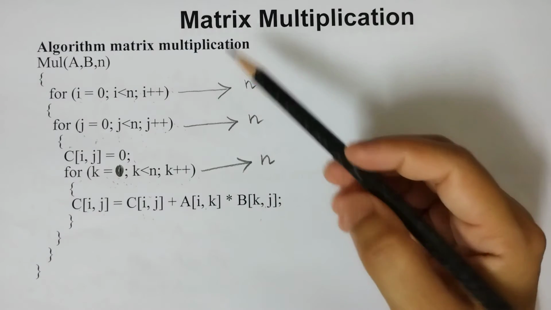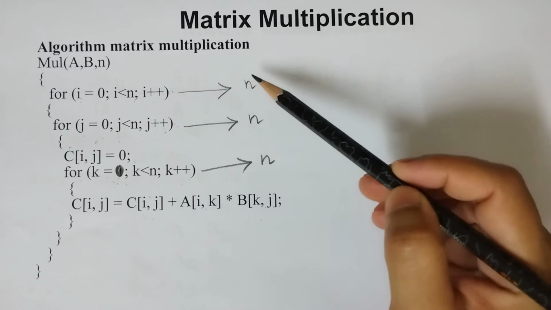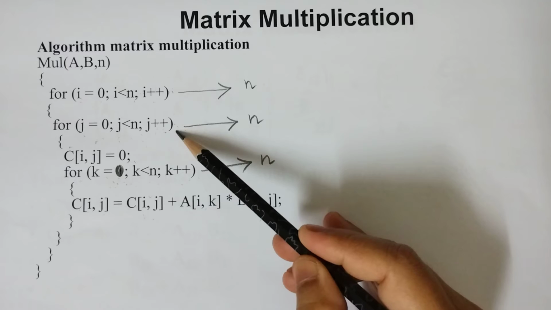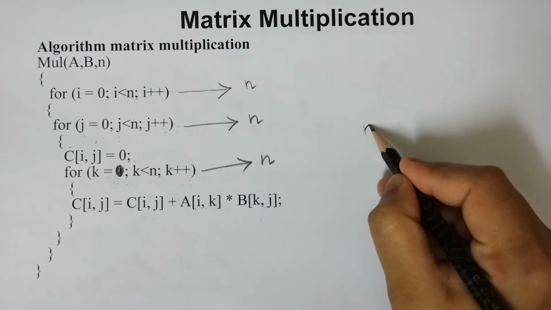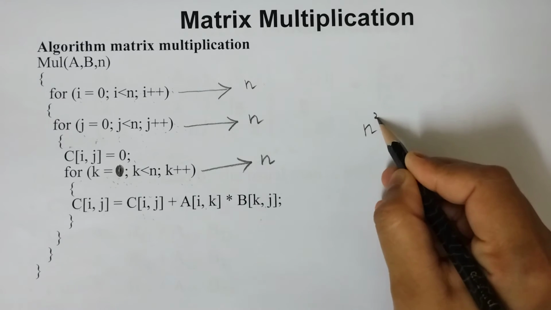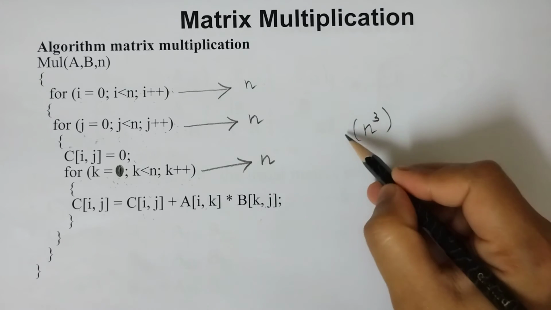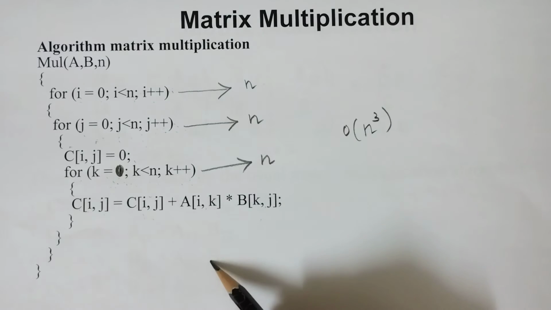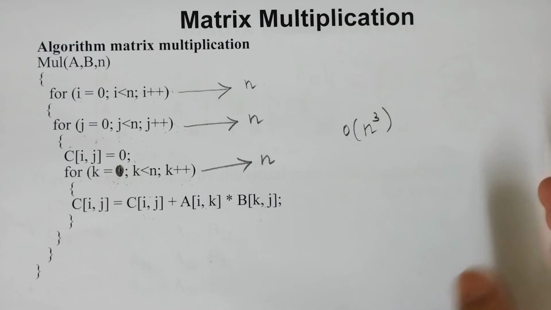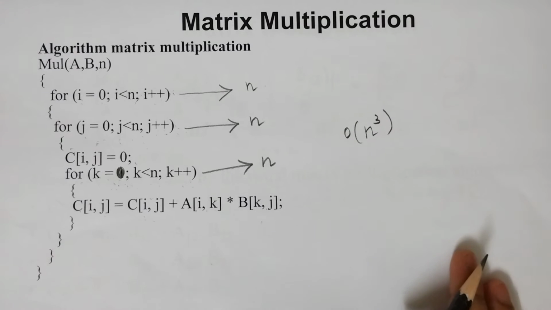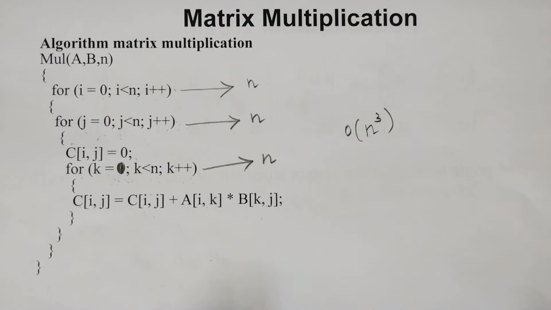So you can see this for loop execution takes n time, and this one also n time, and this also n time. So totally how many times is it taking? It is taking n cube times totally to execute this complete algorithm. So the time taken is order of n cube for this matrix multiplication. This is the time complexity when you are generally performing a matrix multiplication.